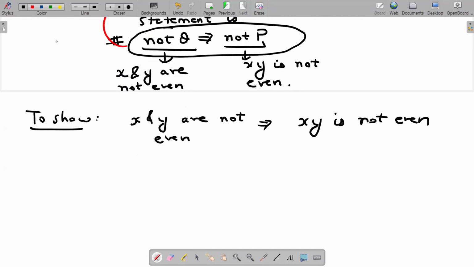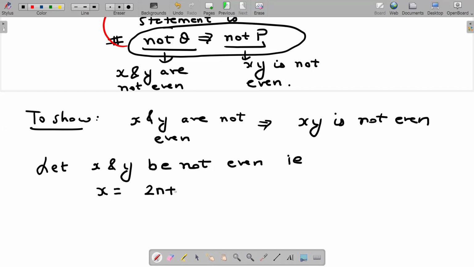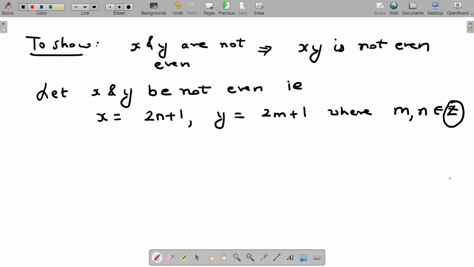Now let's start with X and Y are not even. Let X and Y be not even. That is, let X be equal to 2n plus 1 and let Y be equal to 2m plus 1, where both m and n are integers. M and n belong to the set of all integers. Remember, Z denotes the set of all integers. We covered this in our set theory course.